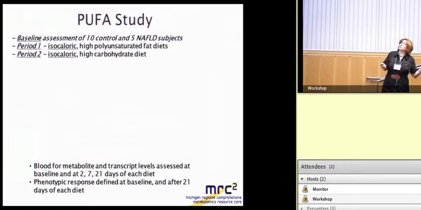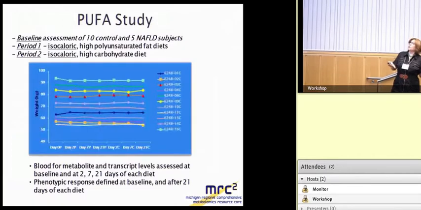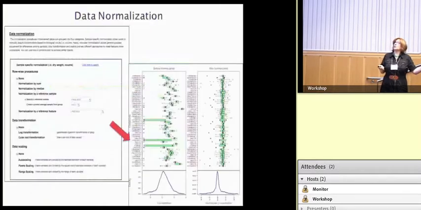And so I just wanted to remind you quickly about that PUFA study that we talked about. You by now already know that there are essentially control subjects and people with non-alcoholic fatty liver disease in this study, and there were two diets: polyunsaturated fat diet followed by a high carbohydrate diet, isocaloric. They don't change their weight by much, and so we have measured metabolites.